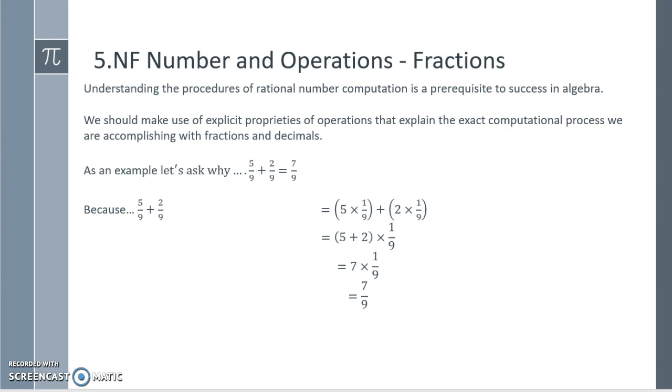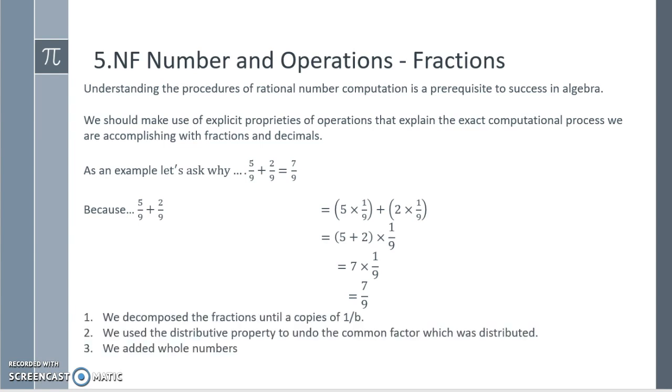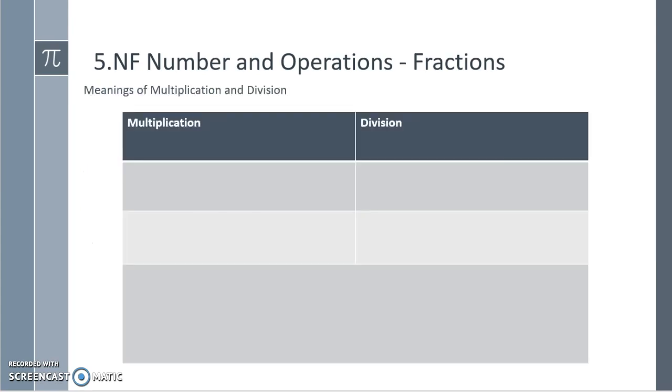So that 7 copies of 1/9 we know is 7/9. So we decompose the fractions into unit A copies of 1 over B. We use the distributive property to undo the common factor which was distributed. We added the whole numbers together.